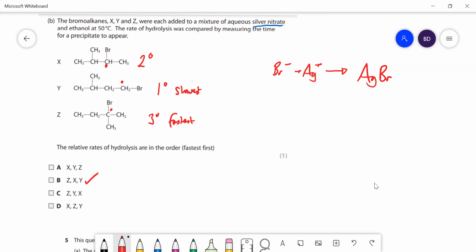That's the right one. And if you remember why that is the case, it's because tertiaries can react via a slightly different mechanism, via a carbocation, and that is faster than the way primaries react, which don't go through a carbocation, and the secondaries, you get a kind of mixture of the two going on. So that is the order there.